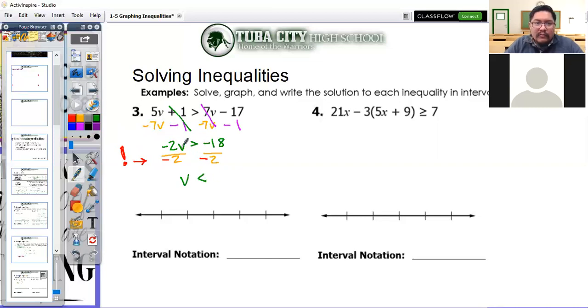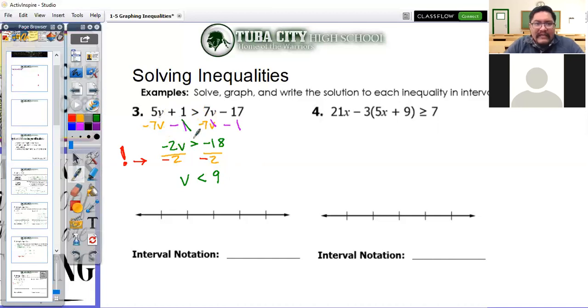So you see how it was open towards the left? Now it shall be open towards the right. So now we have v is less than 9. Now, we should check it, okay? And again, you can check it pretty easily.